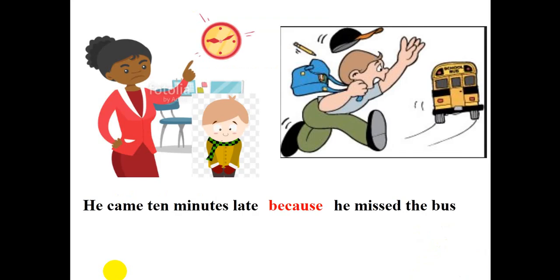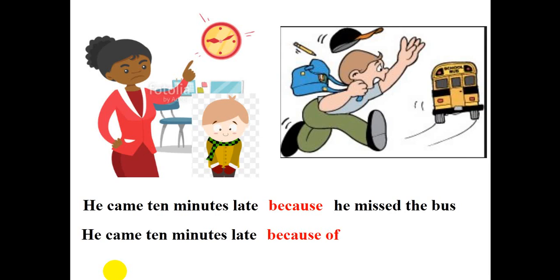Now, for example, he came 10 minutes late because he missed the bus. Cậu ấy trễ 10 phút bởi vì cậu ấy bị lỡ chuyến xe buýt. Như vậy sau because he missed the bus, he chủ ngữ, miss động từ. Như vậy sau because em đi với mệnh đề. He came 10 minutes late.